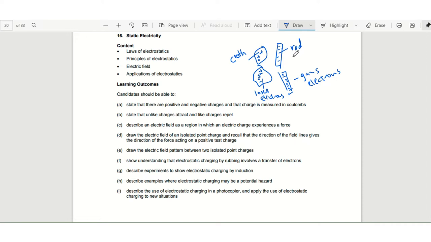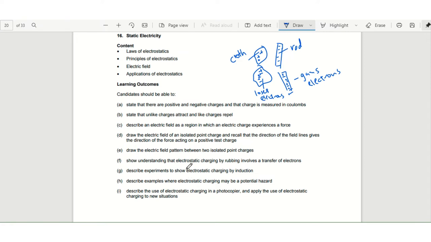So take note, in electrostatics, things become positively or negatively charged because of electrons. Either it loses electrons to become positively charged, or a neutral item gains electrons and becomes negatively charged. Remember, it is always the electrons, the negative charge, that move, not the positive charges. So basically, this is what it means to show understanding that electrostatic charging by rubbing involves a transfer of electrons. Something becomes negatively charged because it gains electrons, and something becomes positively charged because it loses electrons.